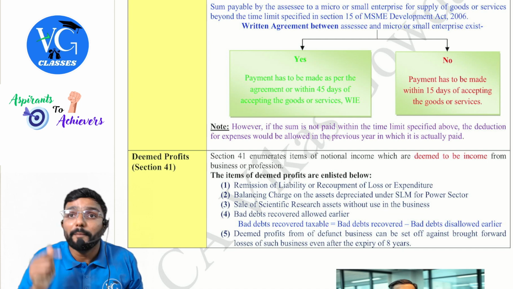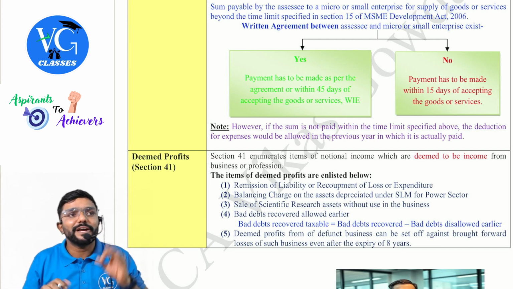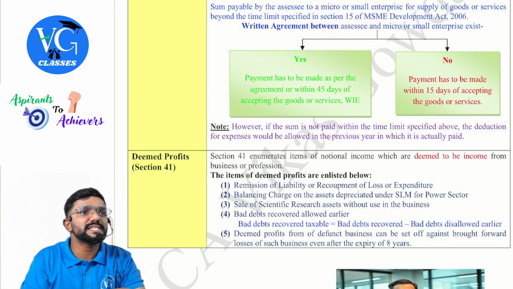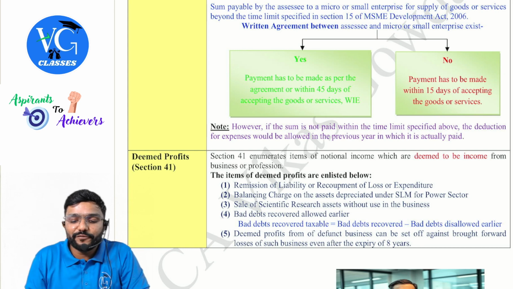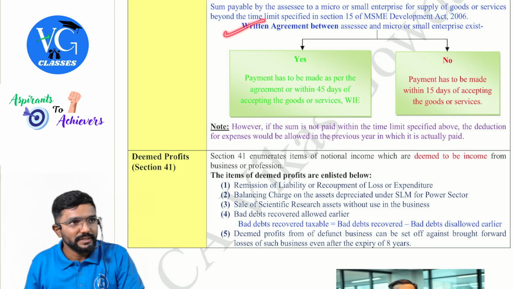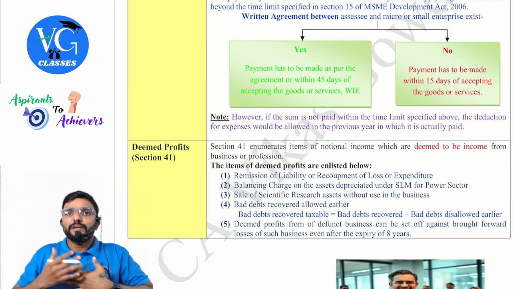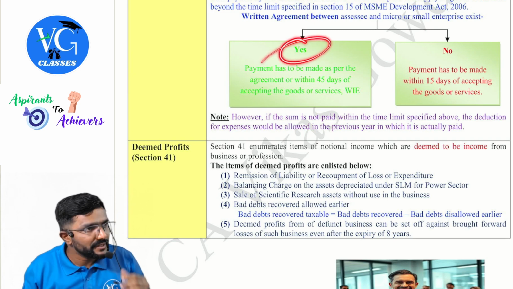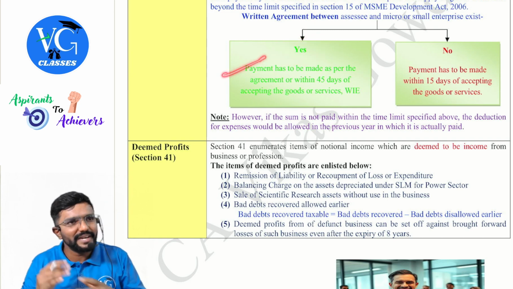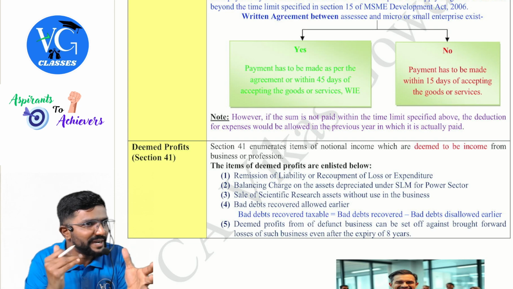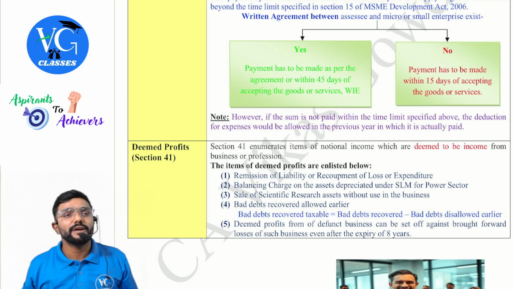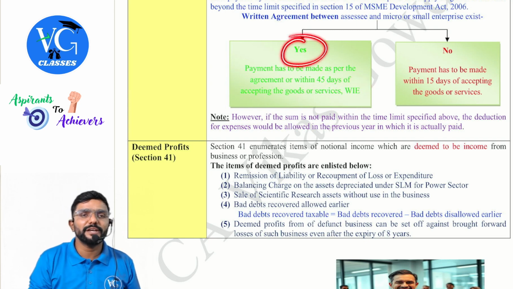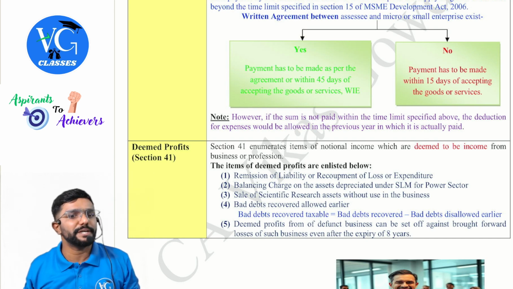I am the person who is claiming the expenditure. I have made the payment to whom? Micro or small. If I have not paid it within the due date given under section 15 of the MSME Act, then the expense is disallowed. Sir, what does section 15 of the MSME Act say? If there is a written agreement between the assessee and the micro or small enterprise, then payment has to be made as per the agreement, that is whatever the due date as per the agreement, or within 45 days of accepting the goods or services, whichever is earlier.